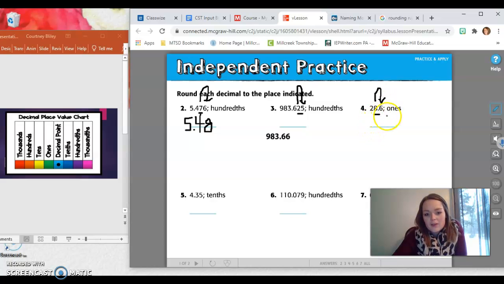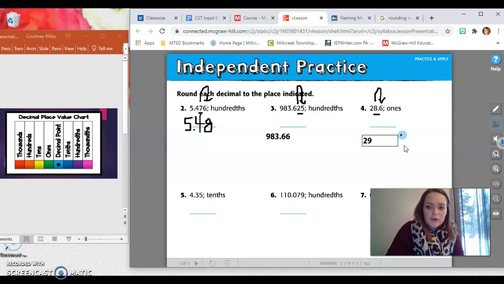So let's look at this. I have 28 decimal 6 tenths. I'm going to be looking at my 8 and my 6. So my 6, do I bump it up or drop it off? 6 is higher than 5, so I'm going to bump it up. If I'm bumping it up, my 8 becomes a 9. So our answer is 29 for number 4.